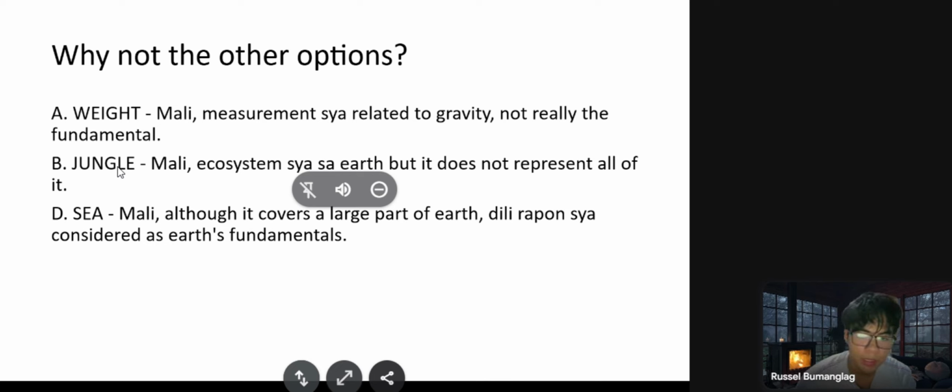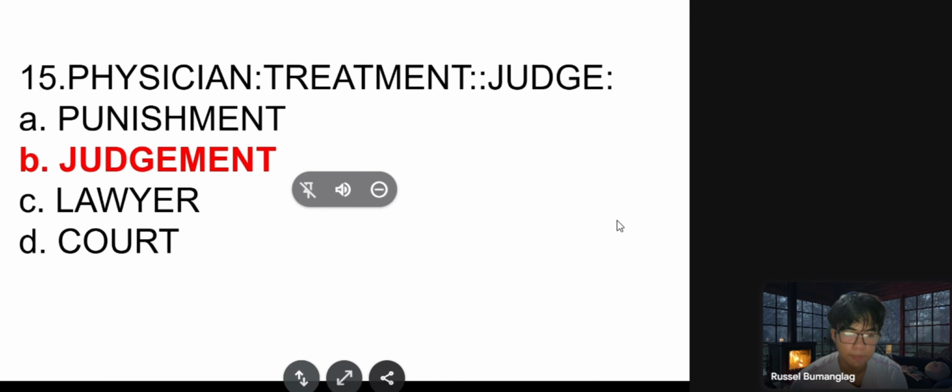In weight, it's wrong because it's a measurement related to gravity, not really the fundamental. B, jungle. It's wrong because it's an ecosystem on Earth, but it does not represent all of it, so it's wrong. And same goes for C, or letter D. Wrong because although it covers a large part of Earth, it's still not considered as Earth's fundamentals, so it's wrong.